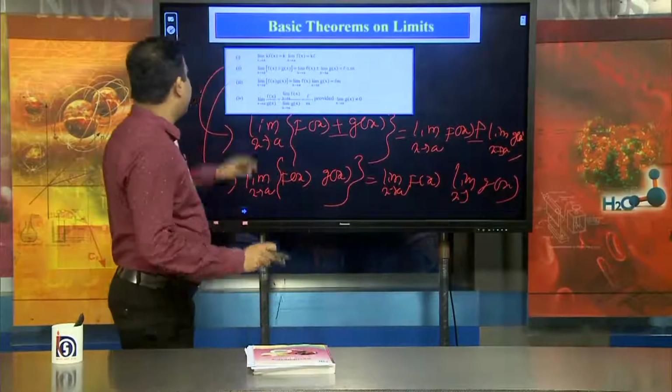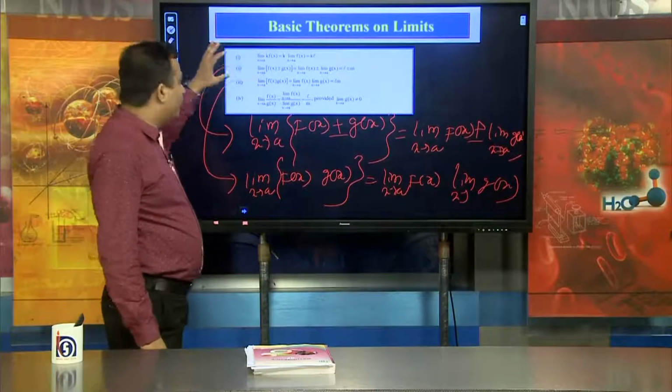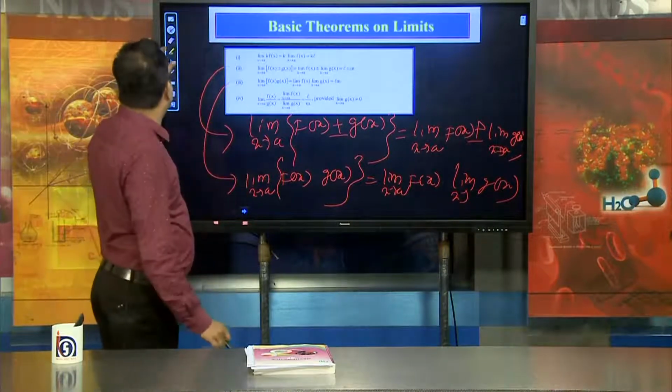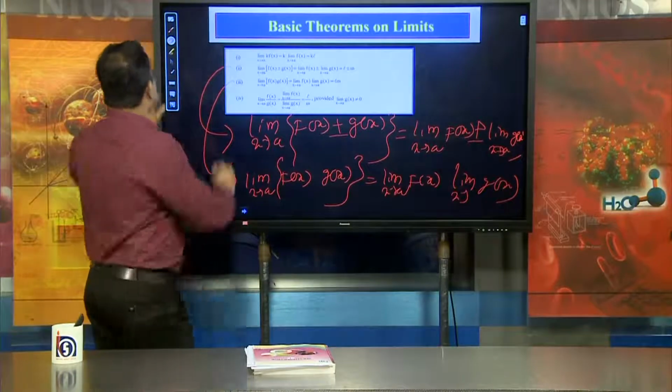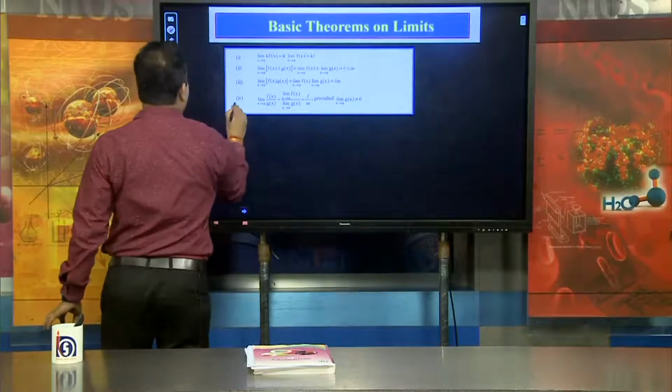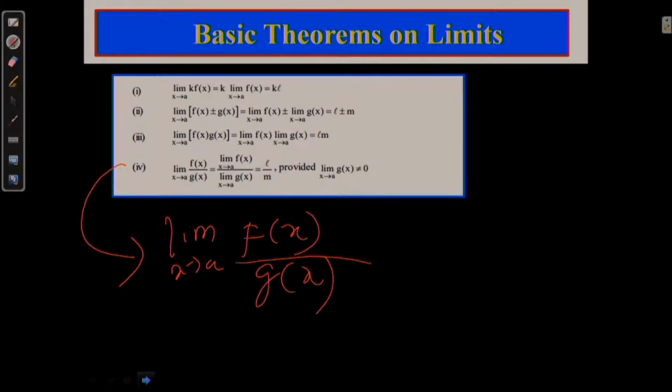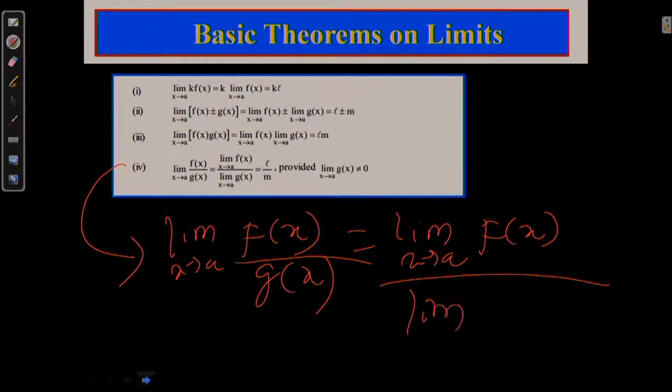Addition, subtraction, multiplication, combined forms, we can separate them. In case of division, the same thing is there, but one change is there. Limit x tends to a of f of x divided by g of x will always be limit x tends to a of f of x divided by limit x tends to a of g of x.